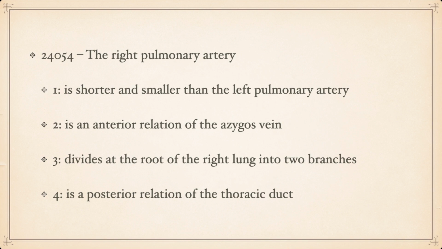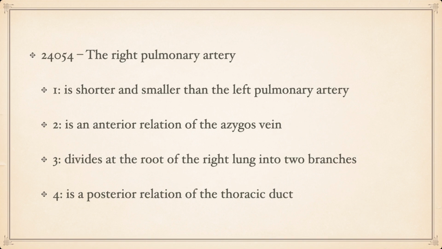2 is an anterior relation of the azygous vein. Well, look, that one's not a great question. The azygous vein loops up and over the hilum, so it is anterior to the azygous vein for a portion. However, when the azygous vein then comes over the hilum, it's an inferior relation. So that one is false.